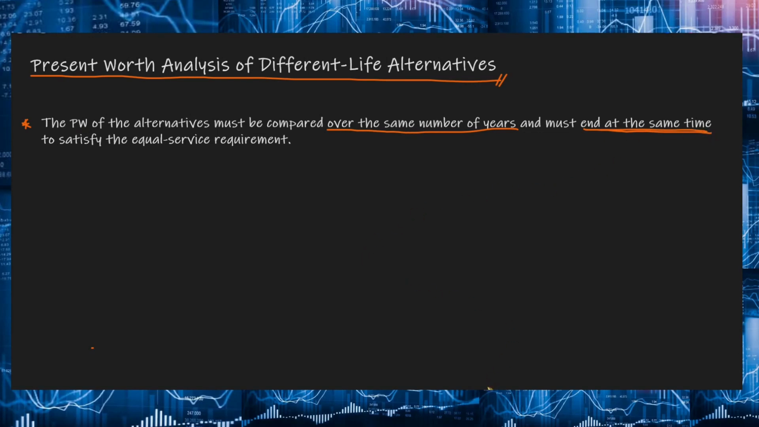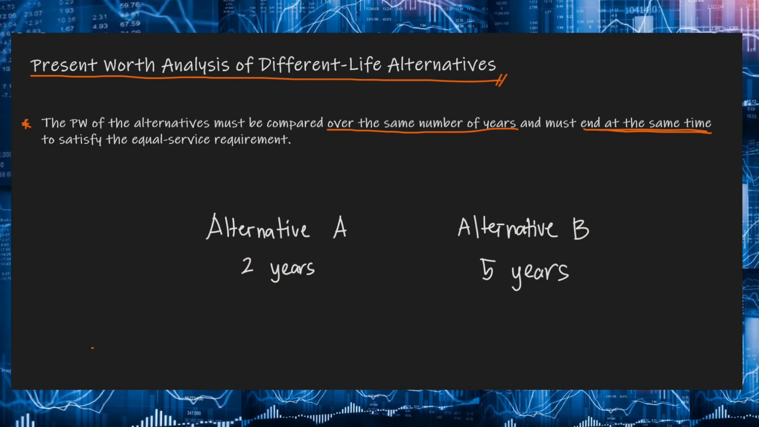For example, meron tayong dalawang alternatives, and then yung isang alternative is good for 2 years lang yung life niya, while the other one is, let's say, 5 years. So if we compute the present worth of the cash flows of these two alternatives as is, no, so wala tayong babaguhin, we might get a result na, let's say, mas maliit yung makukuha or masosolve natin na cost for the first alternative. Kasi 2 years lang naman yon, so maliit lang yung magiging cost natin. Unlike doon sa second alternative, which is 5 years. Now that is not the correct way to do this analysis.